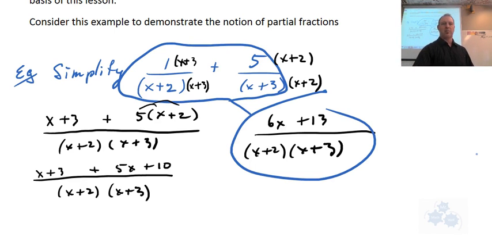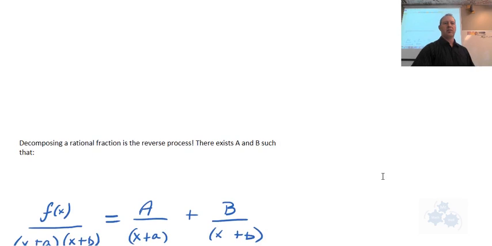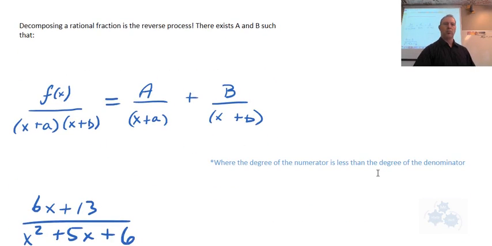So that's what today's lesson is about. We're going to split this into its fractional parts. So decomposing a rational fraction is the reverse process of what we just did. And if we have a function, okay, in the numerator, and we have binomial factors in this sort of pattern, and again, there's lots of different rational functions, right? We're going to take a look at how to decompose just a couple of types.